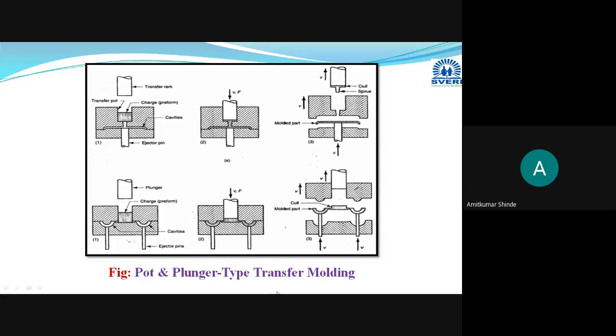And wastage or scrap, you can say, is in smaller quantity here. And as for machining required, here you have to remove this material, and here you have to remove this material. Here you have to perform machining on the molded parts. So this is the basic working diagram, the principles of pot type and plunger type transfer molding process, and the basic differences present between these two types of transfer molding process.